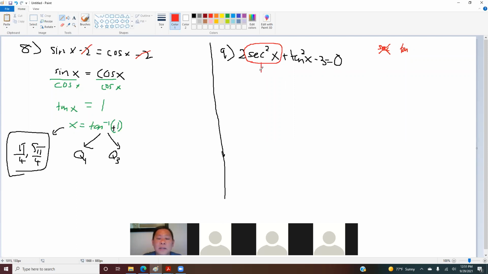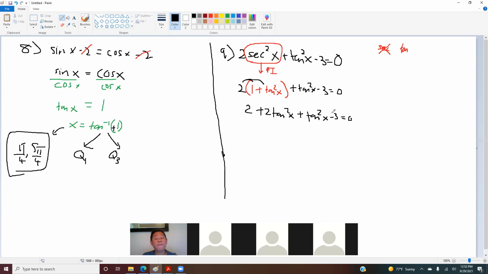So can someone tell me, using the Pythagorean identity, what is secant squared x? One plus tangent squared. And now we need to solve it. So we distribute the 2. This 2 we have to distribute in there, so we get 2 plus 2 tangent squared x. And then we still have a plus tangent squared x minus 3 at the back.